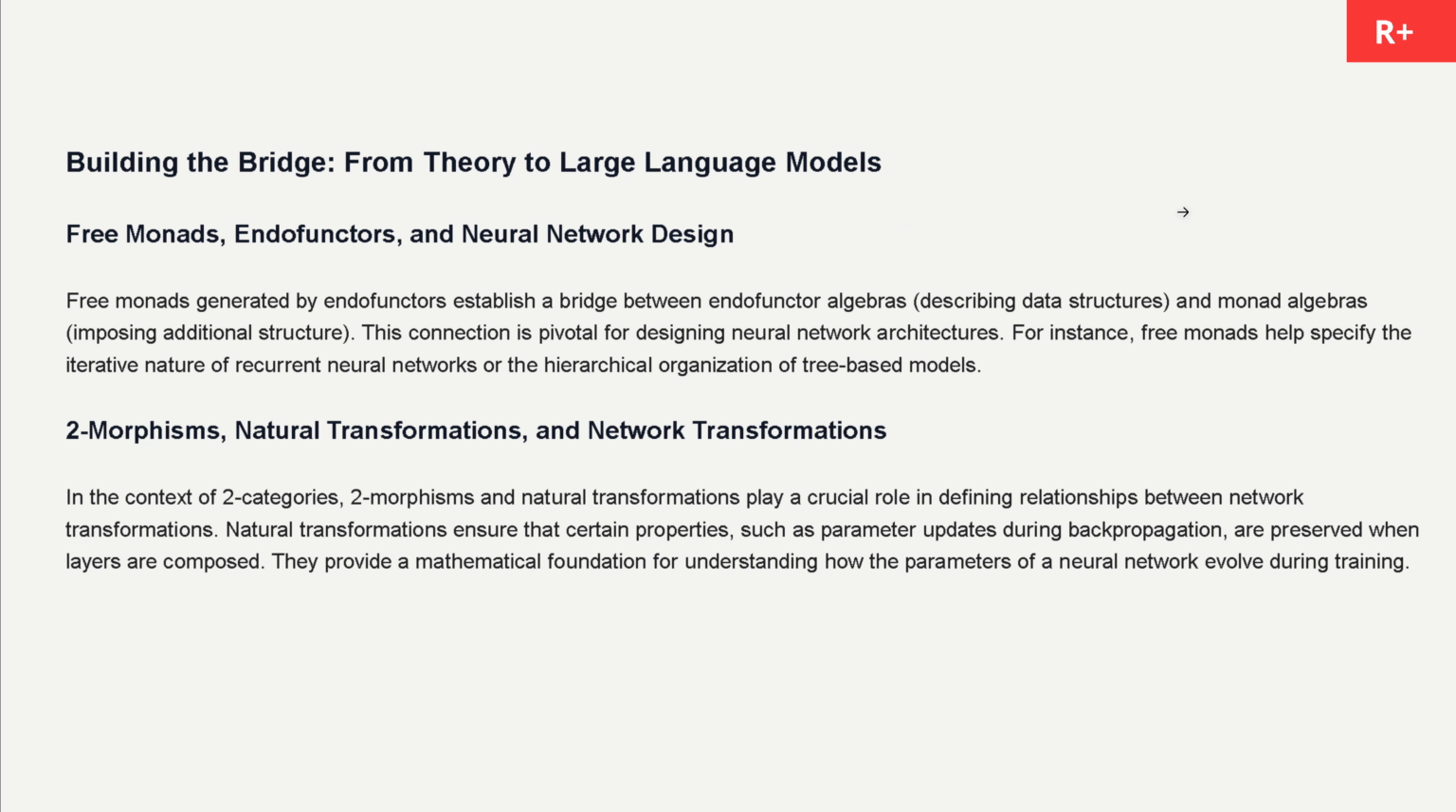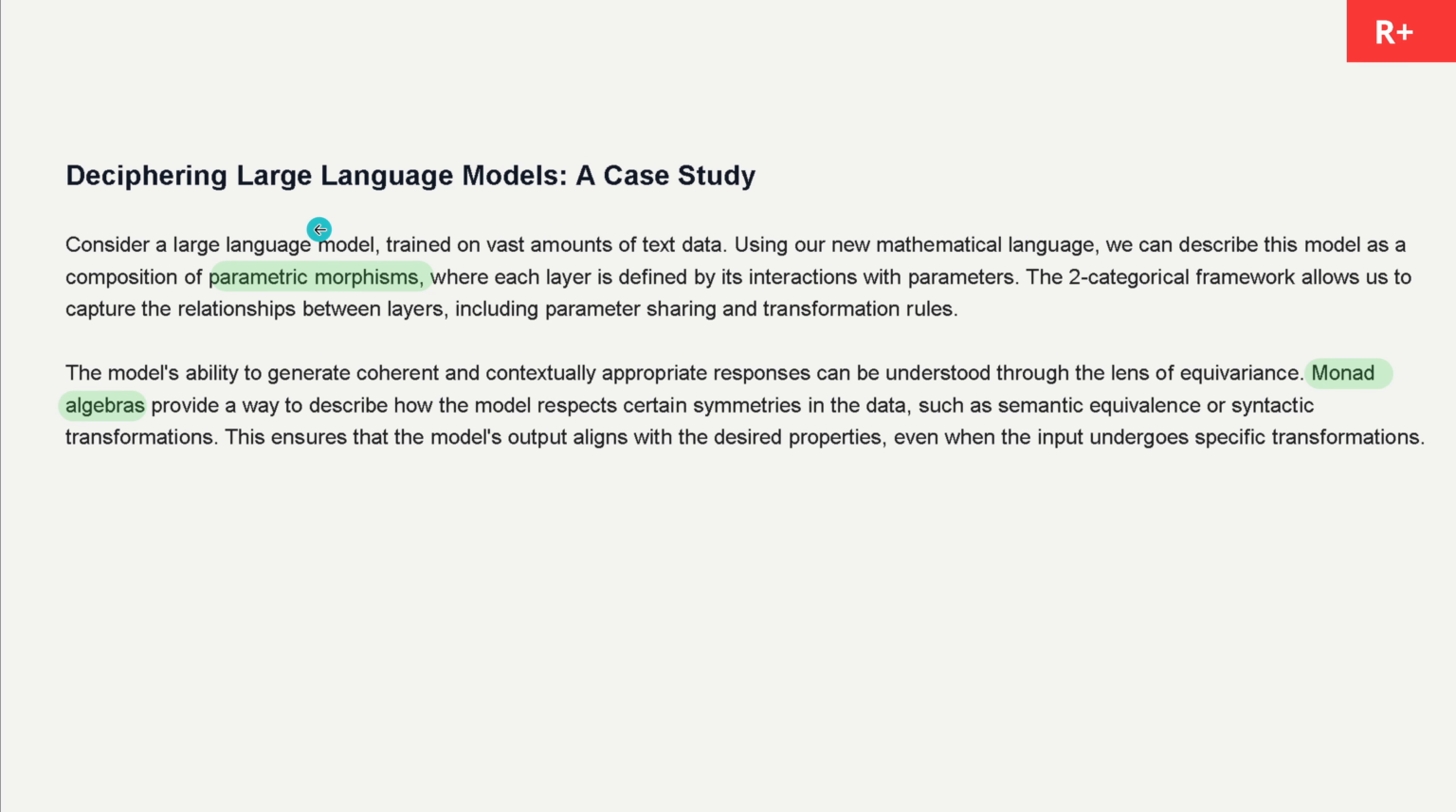This is here from Cohere Command R-plus, the latest, if you want, open source LLM. And I think it does a great job trying to digest all the data that I provided and come up with an explanation. Especially when I asked for a case study, it said, okay, we have an LLM, it's trained on a vast amount of text data, and using this new mathematical language, we can describe this model as a composition of parametric morphisms, where each layer is defined by its interaction with specific parameters. And our two-categorical framework allows us to capture this relationship between our neural network layers, including, of course, parameter sharing that we need and all the transformation rules.